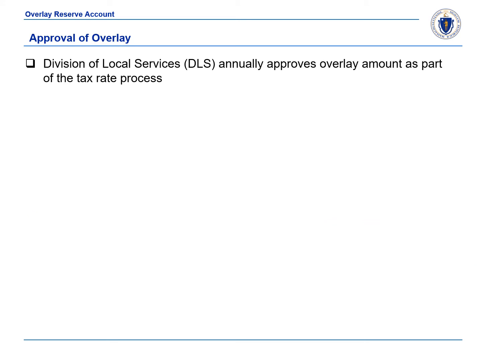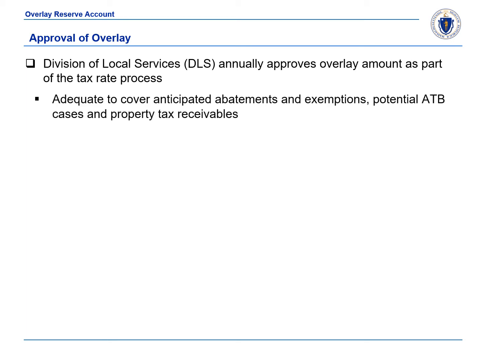As part of the annual tax rate approval process, the Division of Local Services determines whether the overlay amount raised is reasonable, meaning it is adequate to cover anticipated abatements and exemptions, potential appellate tax board cases, and property tax receivables for all necessary fiscal years.